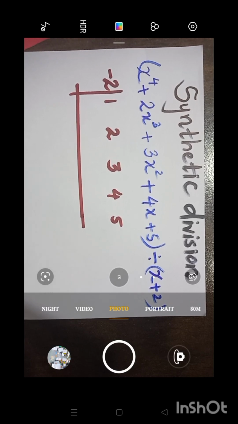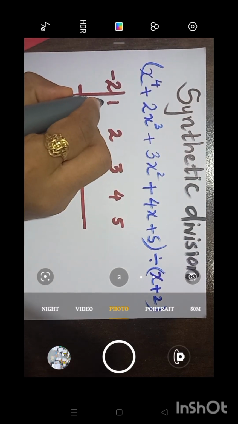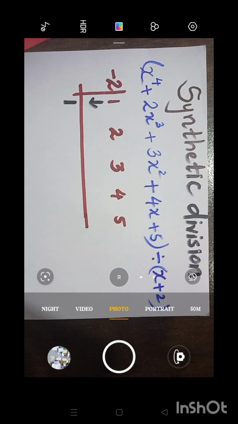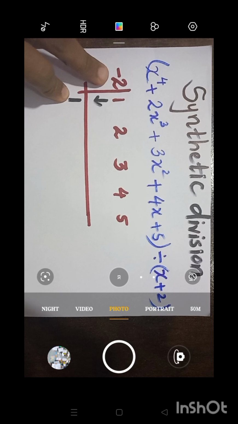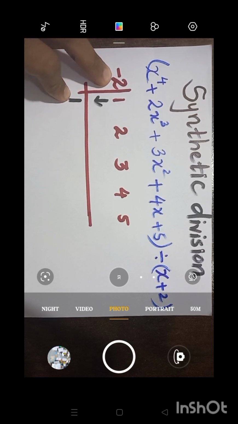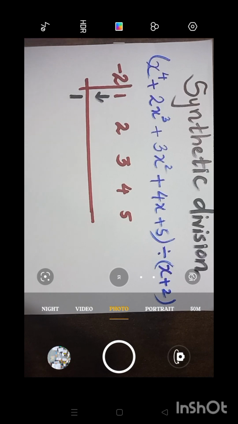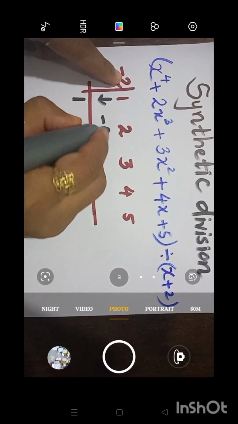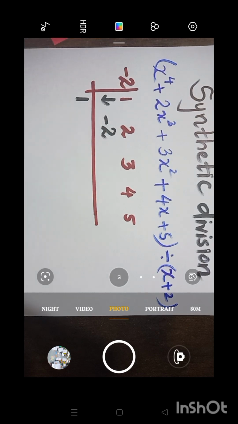As I told you, the first coefficient is 1, which I will copy down as it is here, 1. And now this 1 will be multiplied by this 2. But before that, we need to multiply the signs. 1 has a positive sign, 2 has a negative sign, plus times minus is minus. 1 times 2 is 2, so I will write here minus 2.